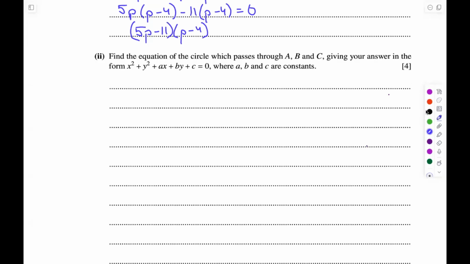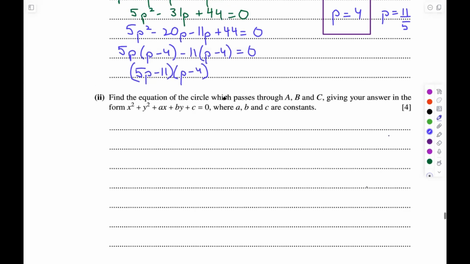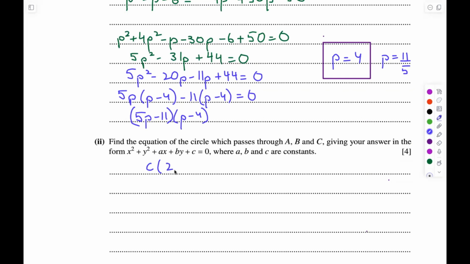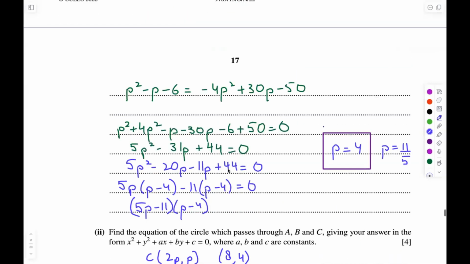In part 2, we have to find the equation of the circle which passes through A, B, and C, giving our answer in the form x squared plus y squared plus ax plus by plus c equals 0, where a, b, and c are constants. Now, from the previous part, we already have the value of p, which was 4. So the coordinates of C, which were 2p comma p, we can now write as 8 comma 4. We already have the coordinates of A, which were 5 comma minus 2, and the coordinates of B, which were 10 comma 3.